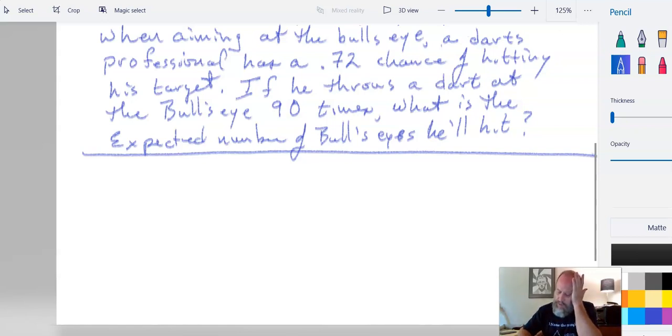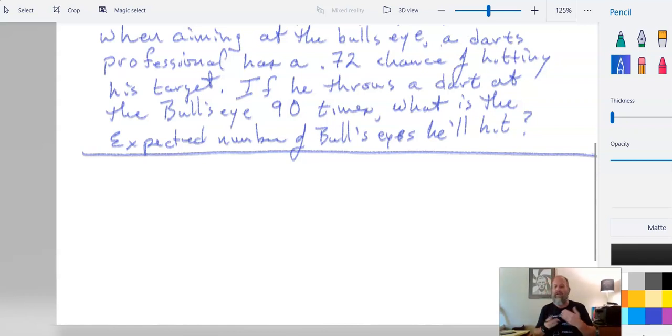So here's an example. We have a guy. When aiming at the bullseye, a darts professional has a 0.72 chance of hitting his target. So almost 3/4 of the time he hits the bullseye. If he throws a dart at the bullseye 90 times, what's the expected number of bullseyes he'll hit? Now, before we even tackle this, I want to simplify this down to something that you can probably picture. You may even have the tools in your pocket to play this game.